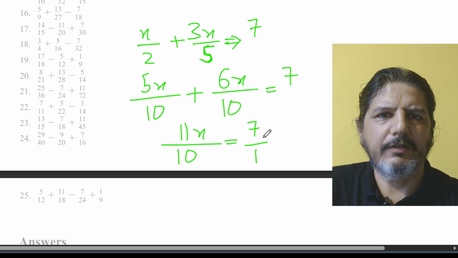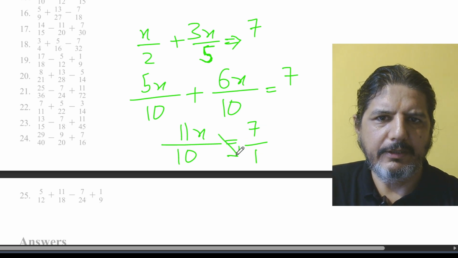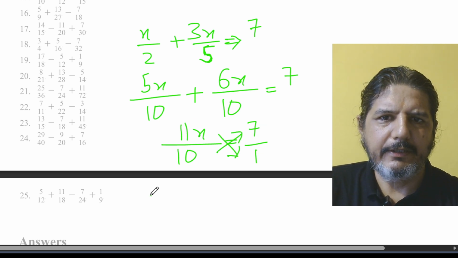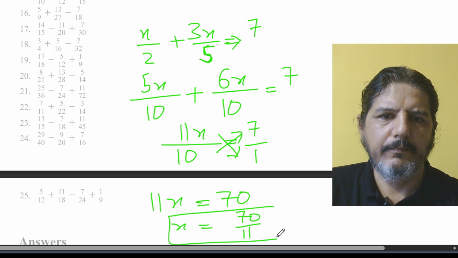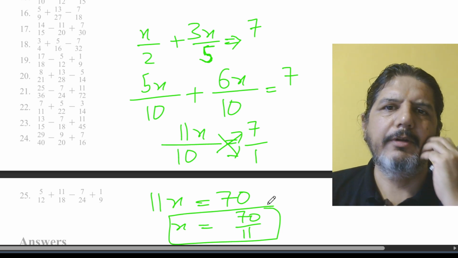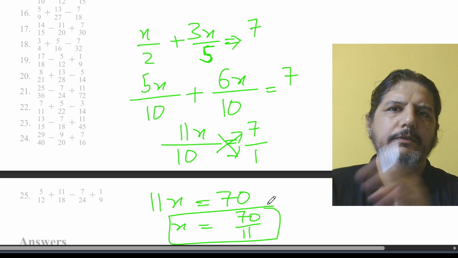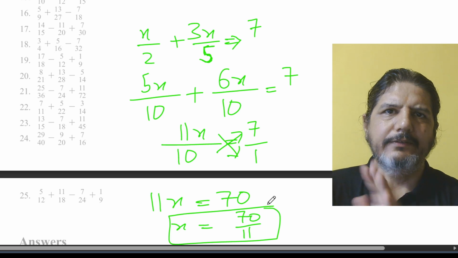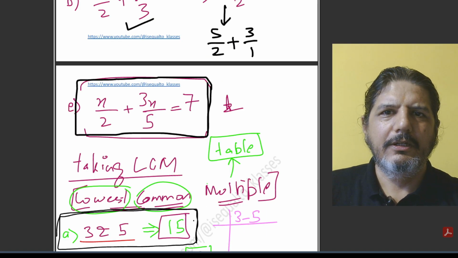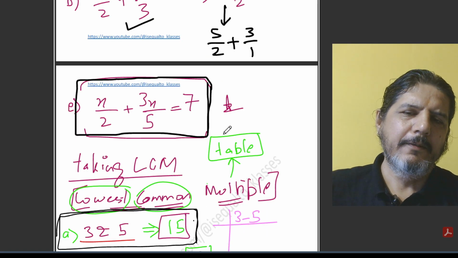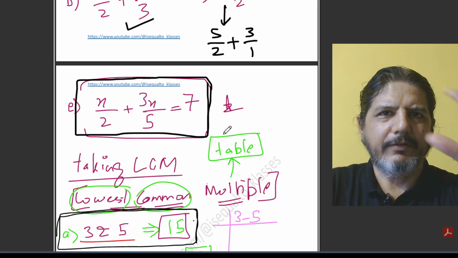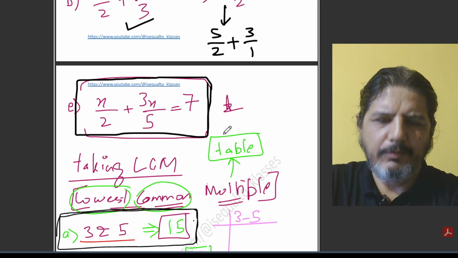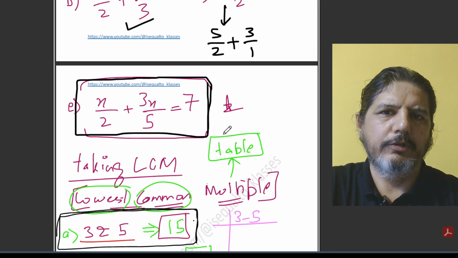7 can be written as 7 upon 1. Now I do cross multiplication. So 11x is equal to 70. x is equal to 70 upon 11. So this is how you can add the algebraic fractions also. See, my intention of this lecture is to make it a very simple lecture about LCM. This is just a glimpse for senior students that the same logic can be applied to add algebraic fractions also. And maybe we'll do a separate lecture about this where we'll go into detail.